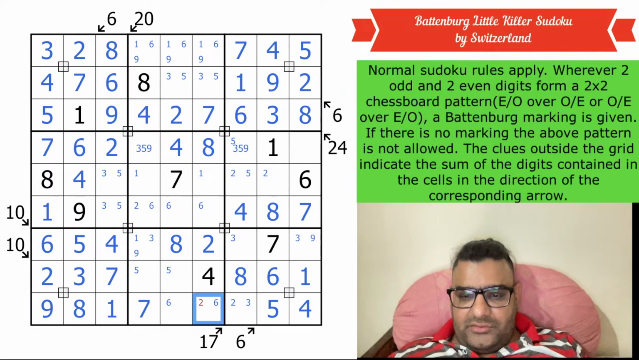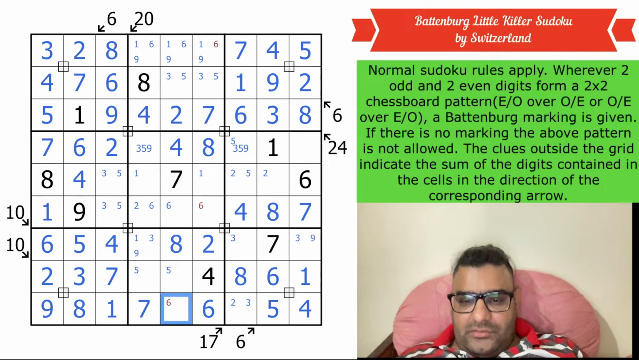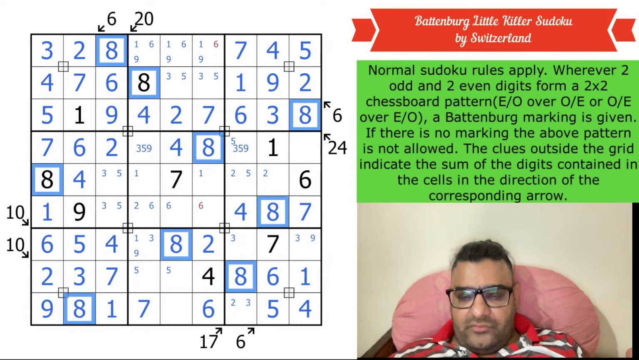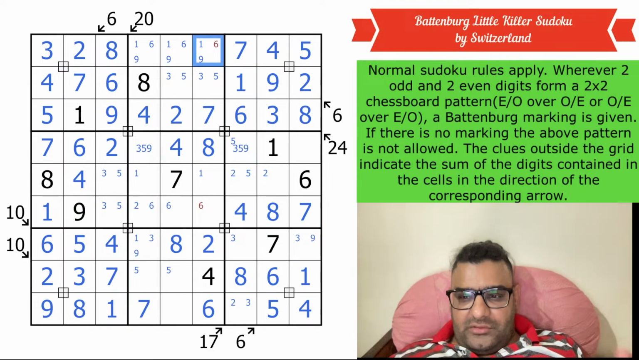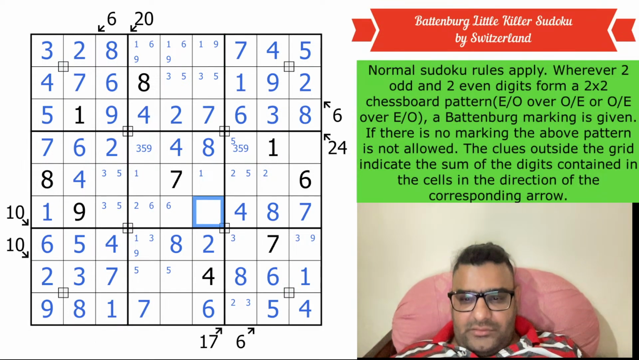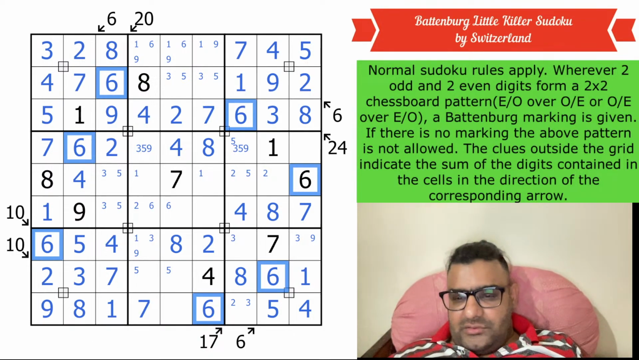Then 6 must be here. Right, 6 is not here. 8 already covered. 7 already covered. What about 1? Now we know 6 is not there. 1 and 9 is there. If I check 6 again, 6 cannot be here. 6 can be in any of these two. So we know 6 is there.